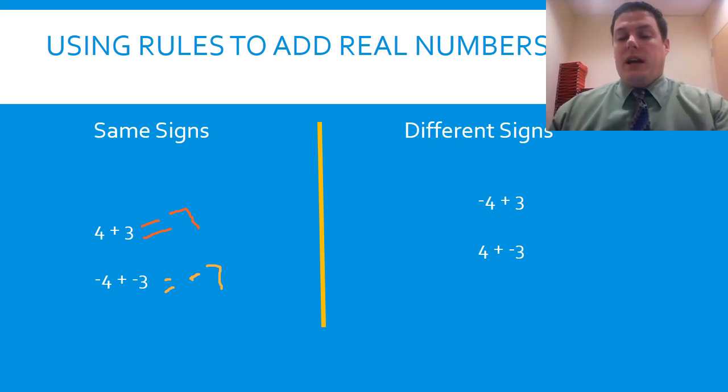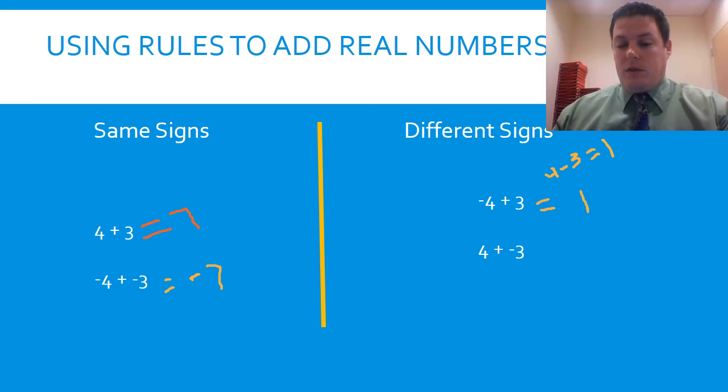Over here, we have equations with different signs. So remember, different signs, we want to find the difference. So here we have a -4 and a +3. Signs are different, so we want to find the difference. Well, 4 minus 3 is 1. So does that mean our answer is 1? Not quite. We want to keep the sign of the number with the largest absolute value. So that would be the 4. We're going to keep the negative sign with the 4.